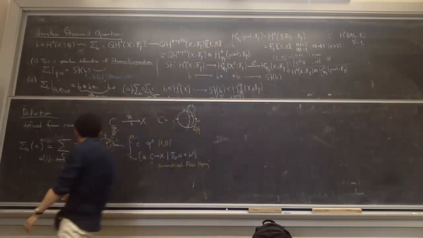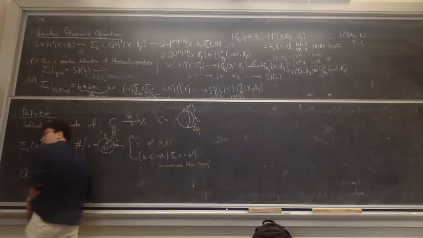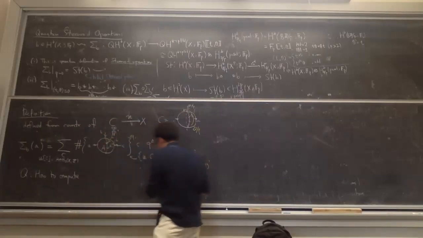But now the question is how to compute these. Can you explain a little more what you mean by saying counts have to be Z mod P invariant? Is that what you do? Yeah, so okay, yeah.